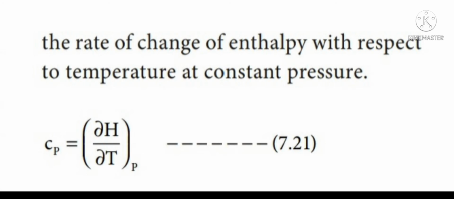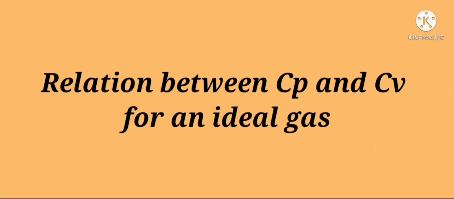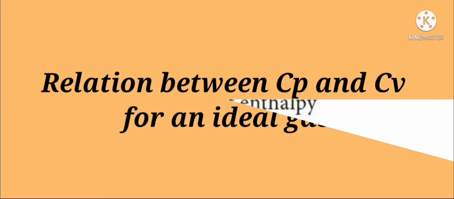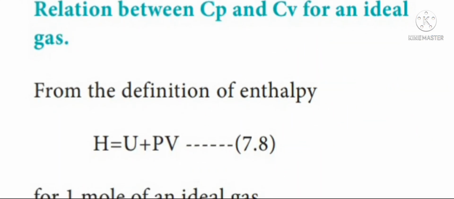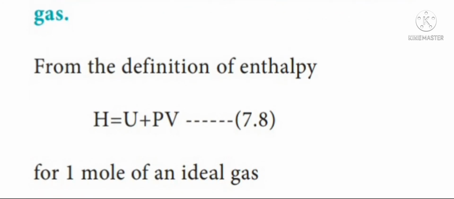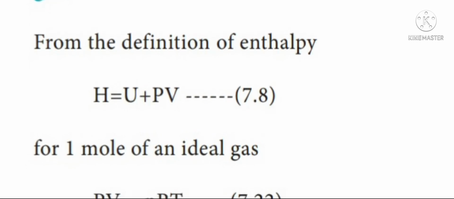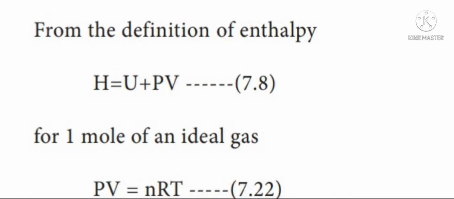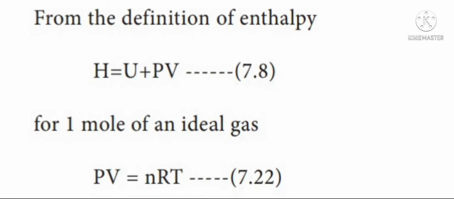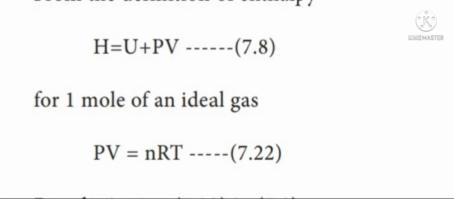Next, let me discuss the relation between Cp and Cv for an ideal gas. Relation between Cp and Cv for an ideal gas. From the definition of enthalpy, H equal to U plus PV. Already we know that enthalpy H is equal to U plus PV. It is given by equation 7.8.